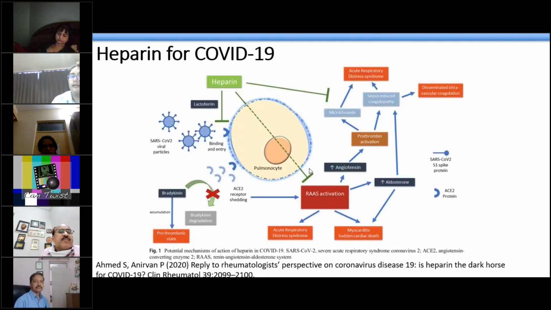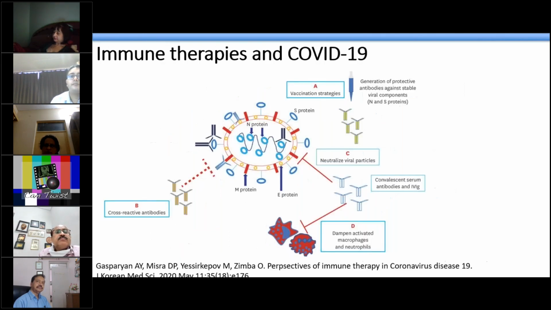Hence people are trying drugs like heparin, so that this thrombosis that is occurring, multiple microthrombi in the circulation, can be reduced, and hence the features related to severity may come down.